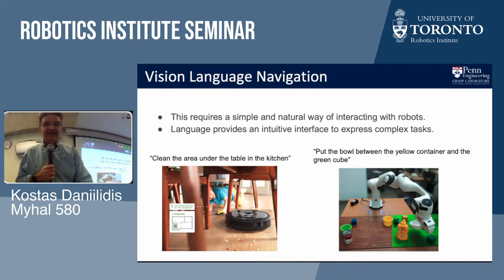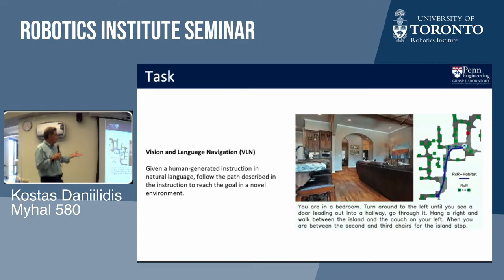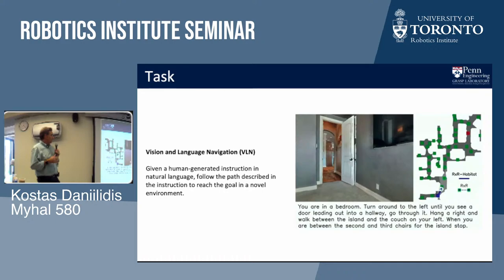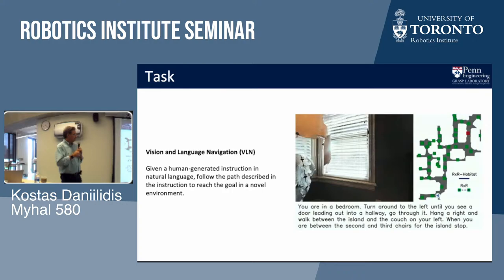So what is the vision language navigation task? The vision language navigation is that you're given a human instruction like this one. You are in a bedroom, turn around to the left until you see a door leading out into a hallway, go through it, hang right, and then walk between the island and the couch on your left. When you are between the second and third chairs for the island, stop. And there is a demonstration where humans have executed those instructions.